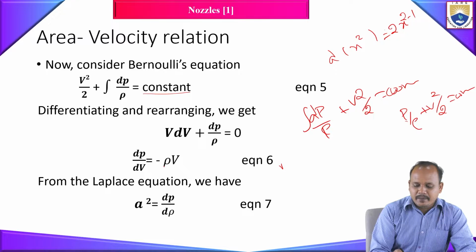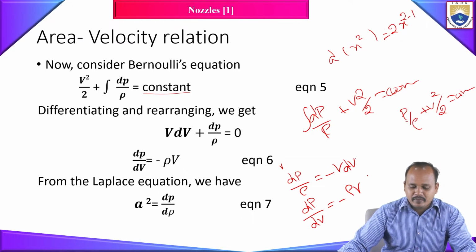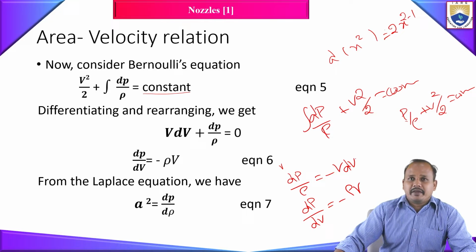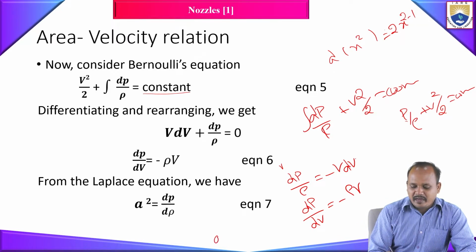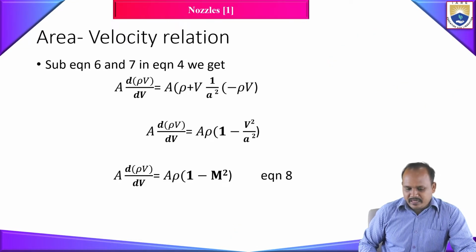So from this I can write dp by rho is equal to minus v dv. So from that I can write dp by dv is equal to minus rho into v. Okay, and similarly from the Laplace equation, that is speed of sound, we have a is equal to root of dp by d rho. So you can write the speed of sound square, a square, is equal to dp by d rho. Let's say that is equation number 7.